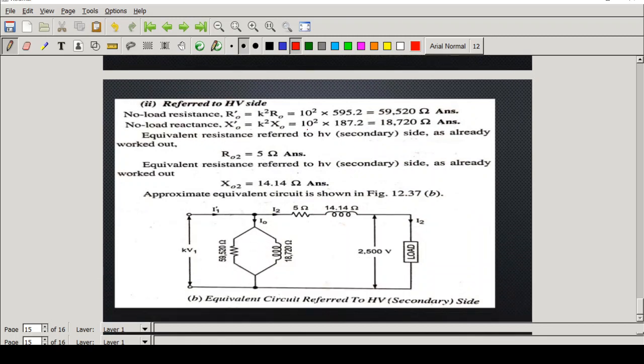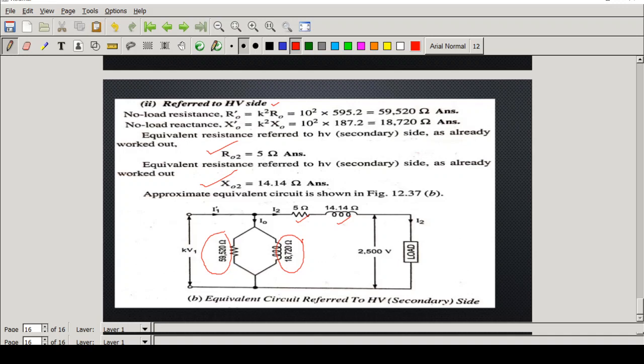So referring to the high voltage side, we have to refer everything to the high voltage side. The short circuit test we have already done on the high voltage side, so that will be the same. There is no change. R02 will be the same, X02 will be the same. R02 is the equivalent resistance in the secondary. Now what will change? R0 and X0 will change because these are in the primary. Now we have to move them into the secondary.